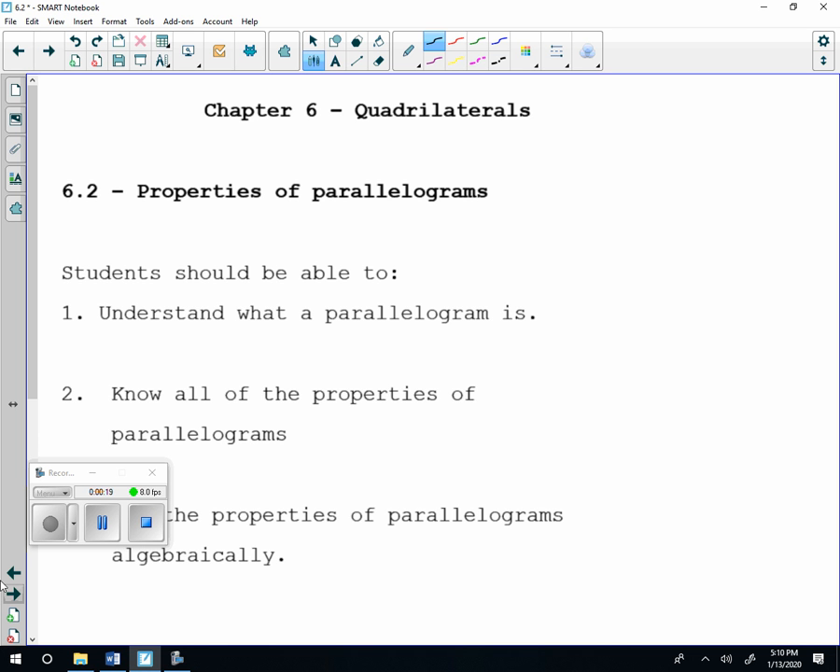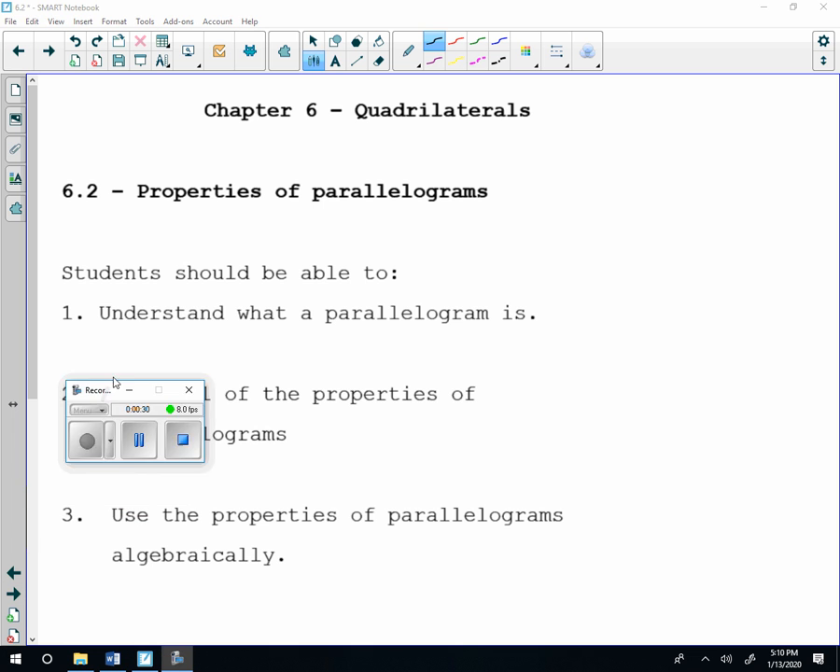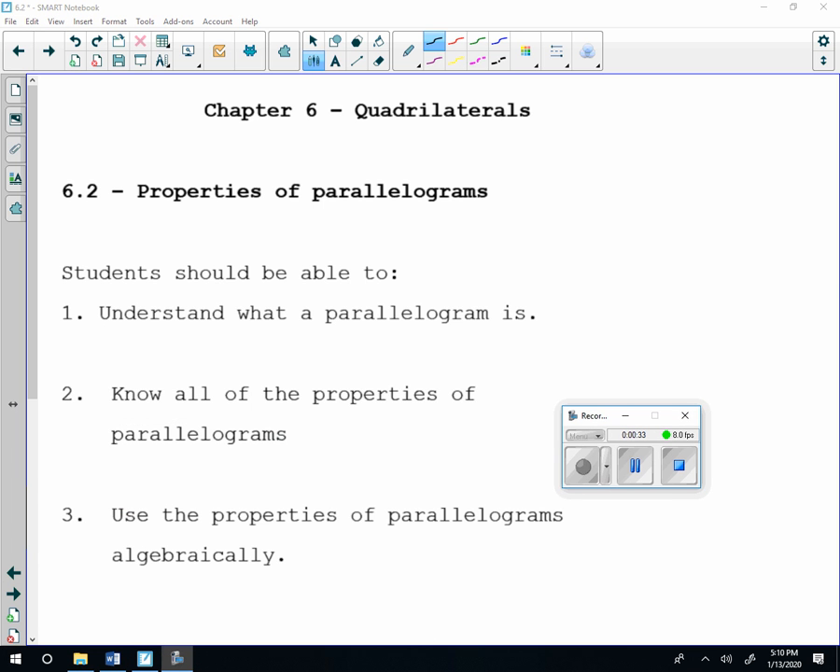The first objective is to understand what a parallelogram is. The second objective for today is to know all of the properties of parallelograms. And the third objective of today is to use the properties of parallelograms algebraically.